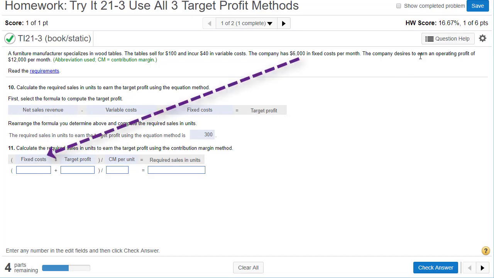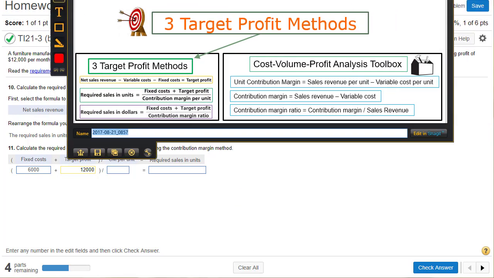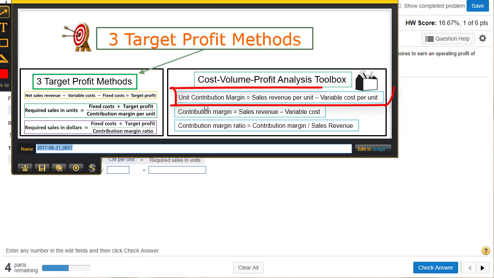So our fixed costs are 6,000. Our target profit is 12,000. And then we've got to do contribution margin per unit. So contribution margin per unit is one of our formulas. It's right here. It's also called unit contribution margin. So just know that this is also the same as saying contribution margin per unit. So the formula is sales revenue per unit minus the variable cost per unit.